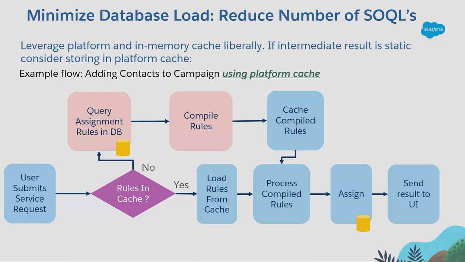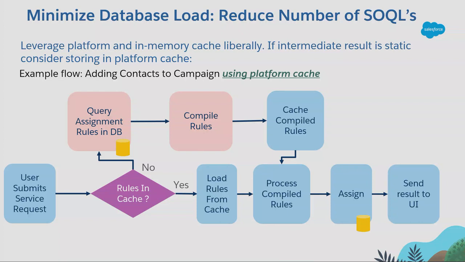It's a little more complicated, but it can be done. User submits a request. We first look to see if the rule is in cache. If it isn't, as it wouldn't be the first time you run it, we query the assignment rules just like we did before. We compile the rules, and then we cache them. We put them in the platform cache. And then everything else is the same.